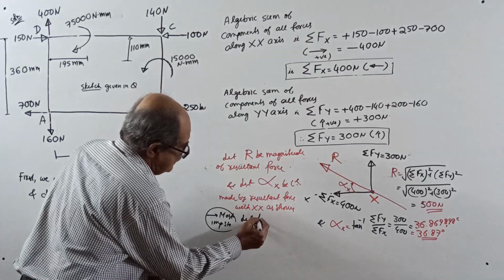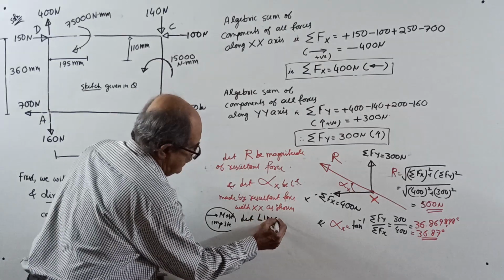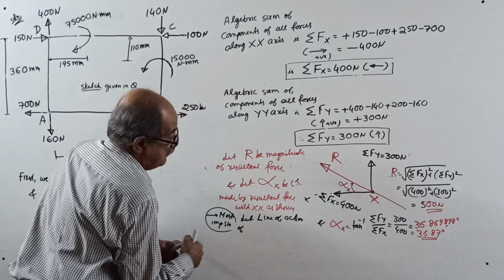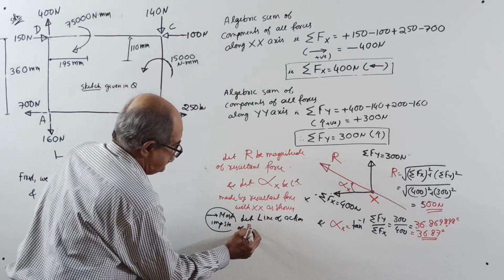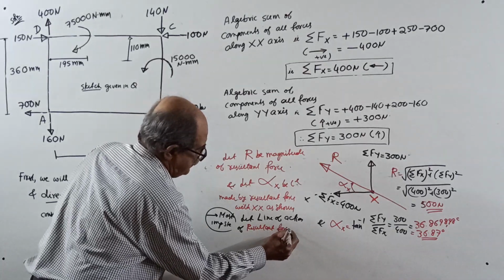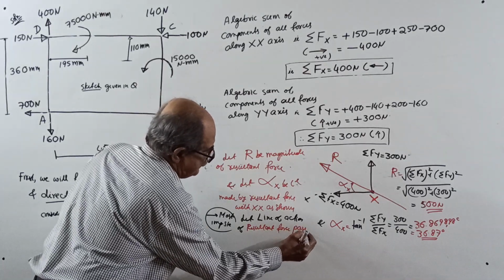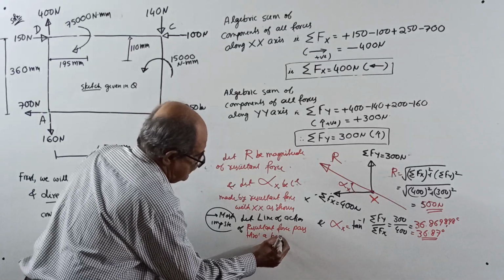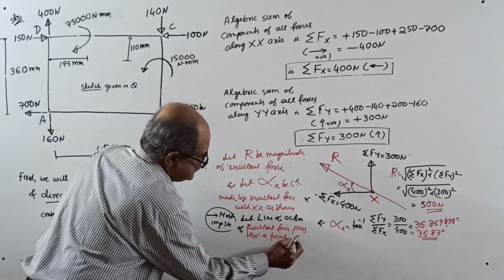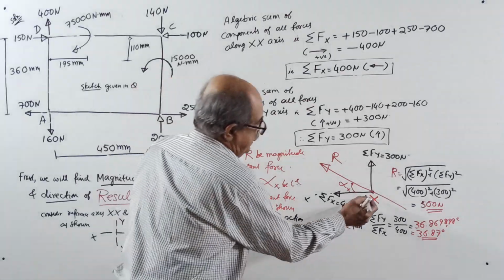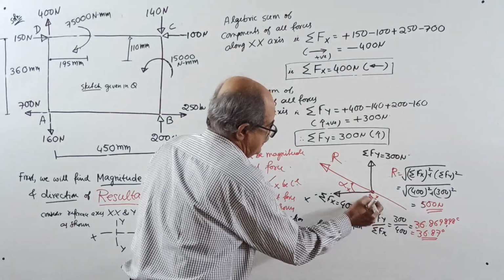The line of action of the resultant force pass through a point X. See, this way, shining X. Very important, shining X.